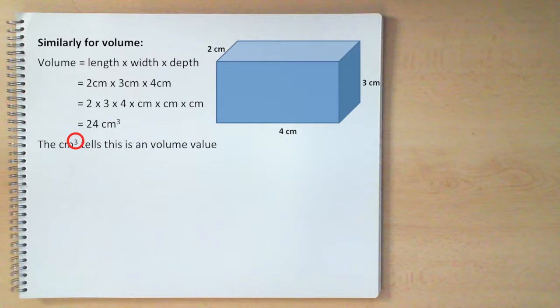So basically, you should be able to tell just by looking at the units whether a measure is a length, an area, or a volume, by seeing if there's no index, or whether there's an index of 2, or whether there's an index of 3 on the units.